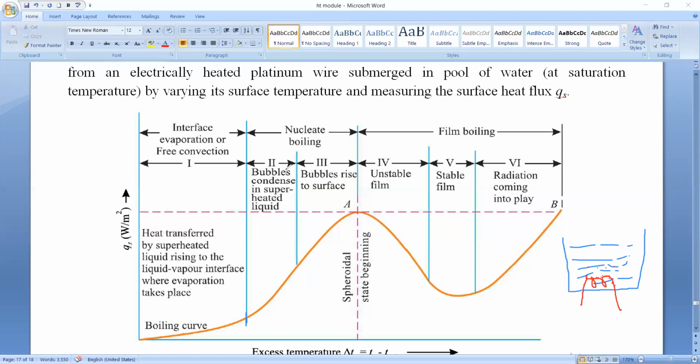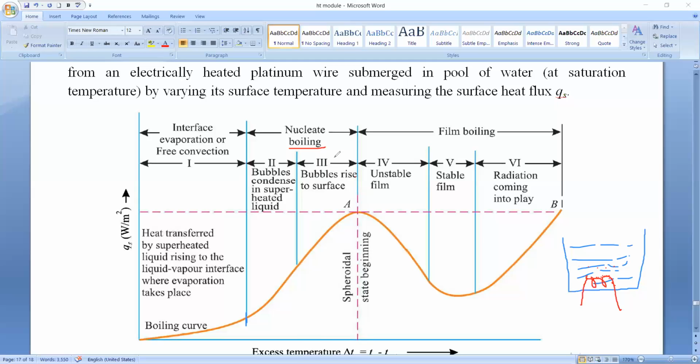I repeat, the nucleate boiling is further divided into two regimes. In the second regime, the bubble condenses in the superheated liquid without reaching the surface. The bubbles are formed and get detached from the surface, and up to this region they rise, and after that they condense in the liquid itself. But upon further increase in the excess temperature, the bubble rises to the surface.